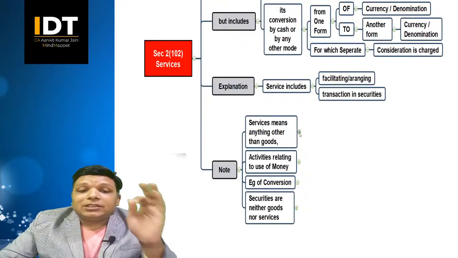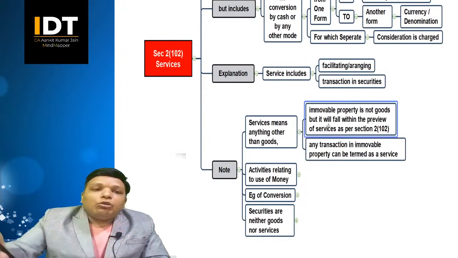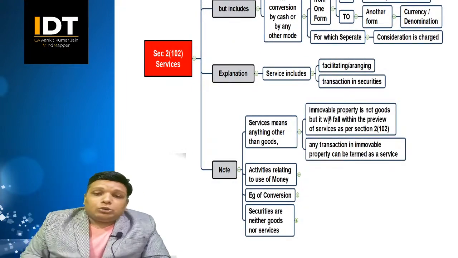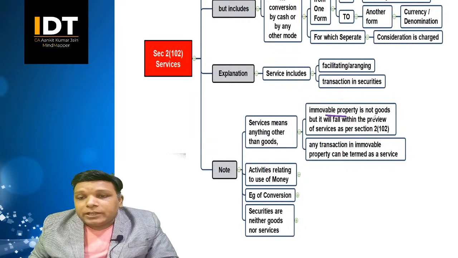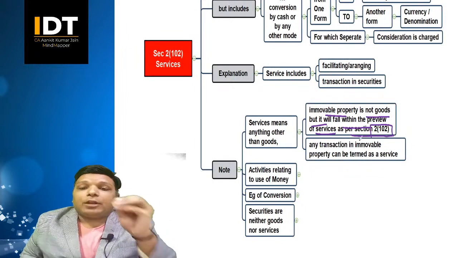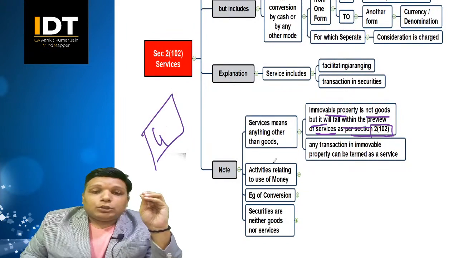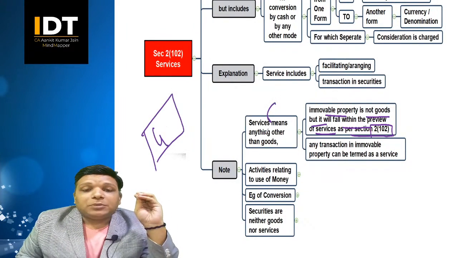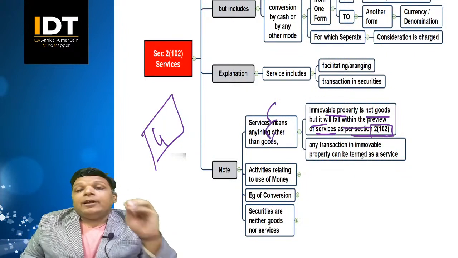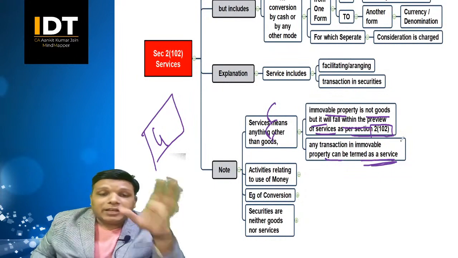Services means anything other than goods, right? We have seen the definition. That means all the immovable property, right? Because those are not goods. Immovable property is not goods. But if it falls within the purview of services as per section 2(102), correct? It will fall within the purview of services, this immovable property, these are not goods, right? So it fulfills this criteria. Services means anything other than goods, right? Any transaction in the immovable property can be termed as services, right?